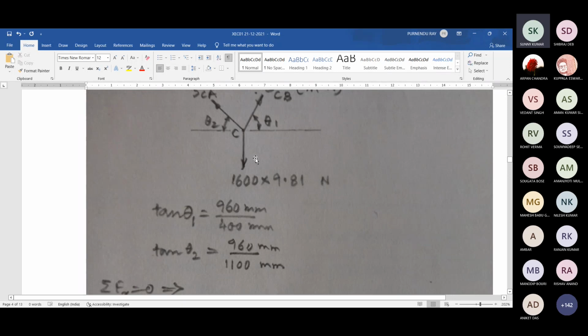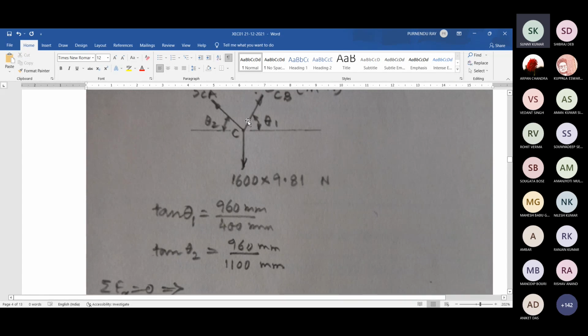Please be clear, and only one voice should come, otherwise it is overlapping and making it clumsy. Sir, I'm saying that the sine components of the two forces will balance the downward force.